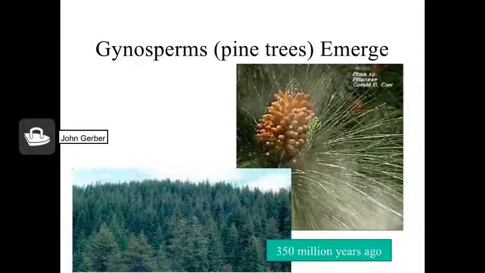And eventually, even more complex plants emerged. These gymnosperms, or seed-bearing plants, have ovules on the edge of an open cone-like structure, rather than inside an ovary. The term gymno means naked, and these are naked seeds. That is, they don't form inside of a fruit. Pine trees are indeed an ancient form of tree species.